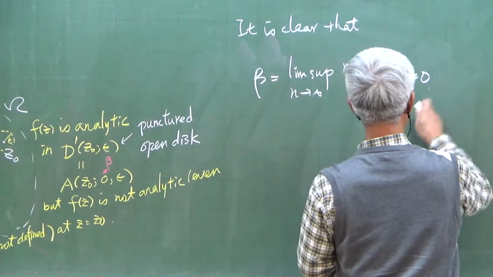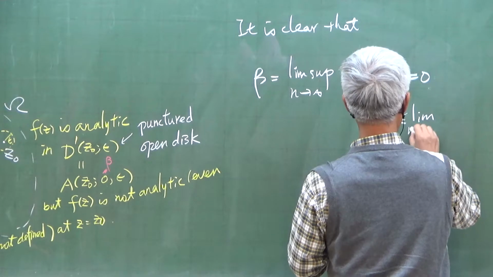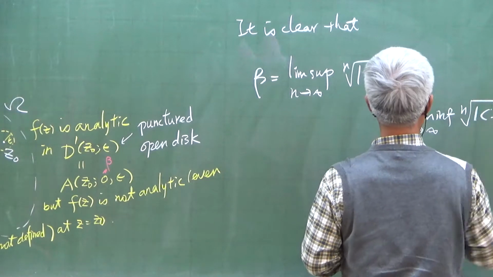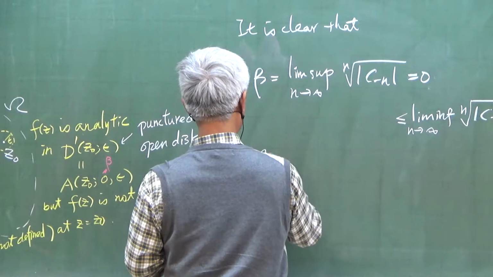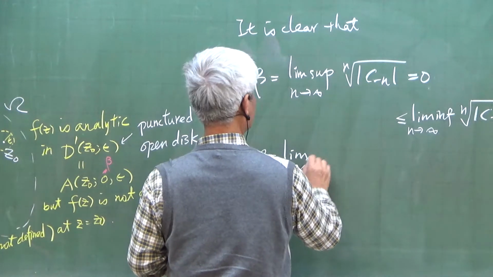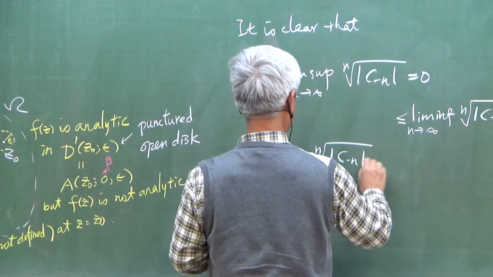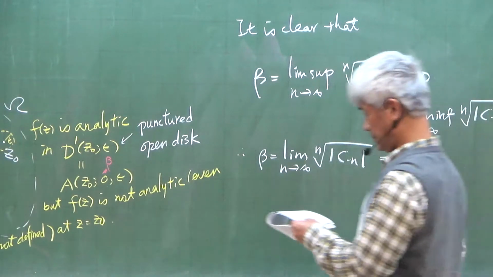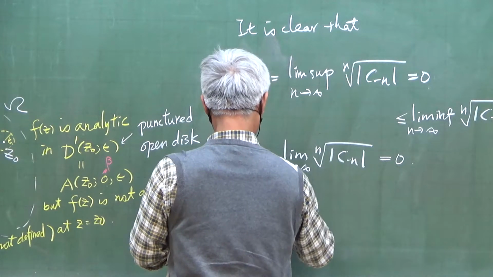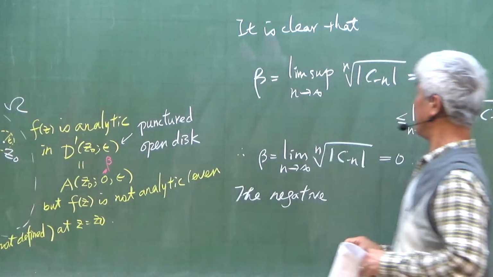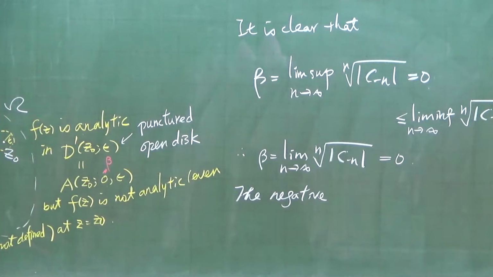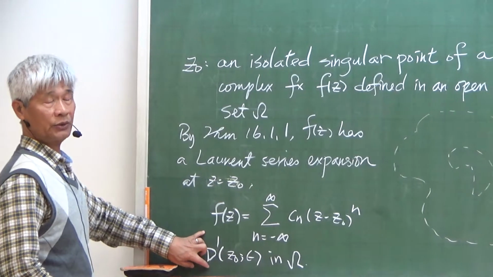And we know 0 is always less than or equal to the alpha. So this is an important fact for any isolated singularity: the corresponding Laurent series has beta equal to 0.